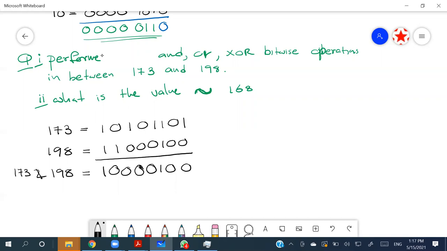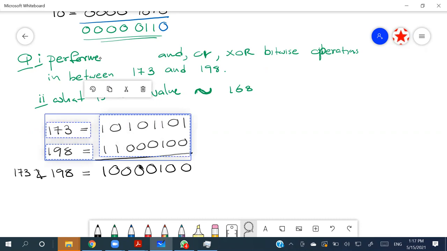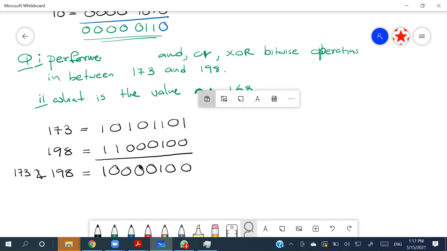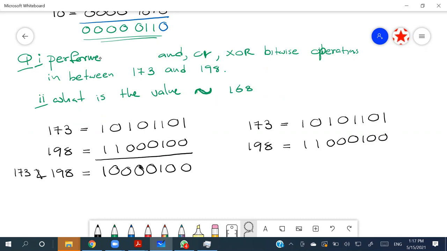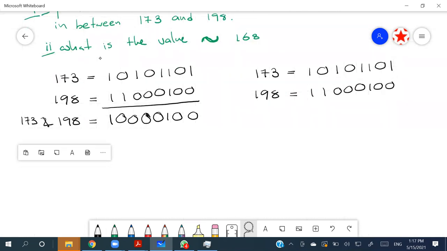I'm going to take a copy of this. Yes, Nikini, that is correct. The OR operation. Right, so the operation I'll do it right over here, and this is for the XOR.